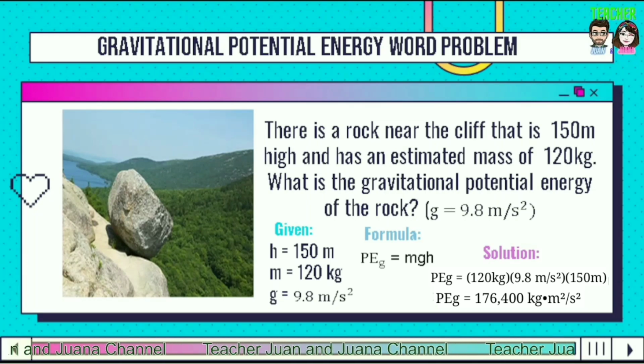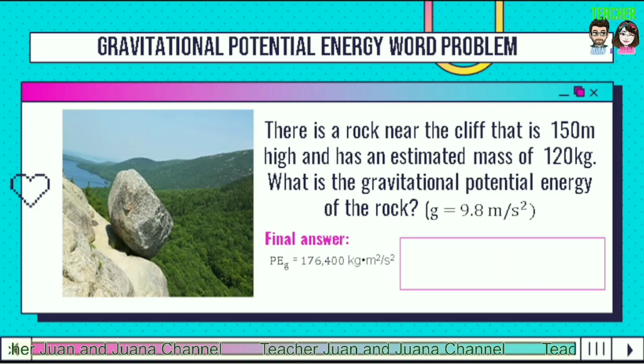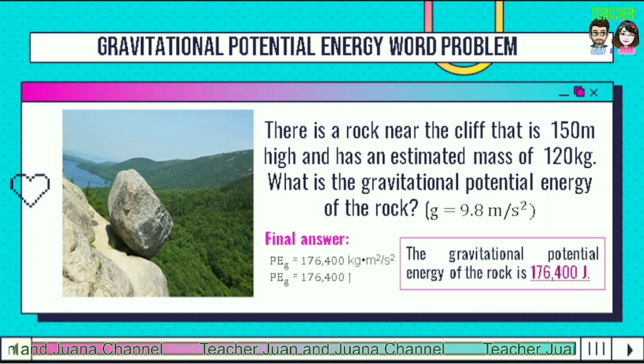Question, is this the final answer? Of course not. Because the unit in the answer is not in joule, so let us change that to joules, since it is the appropriate unit for gravitational potential energy. So, the final answer is, the gravitational potential energy of the rock is 176,400 joules. Did you get it right? Amazing.